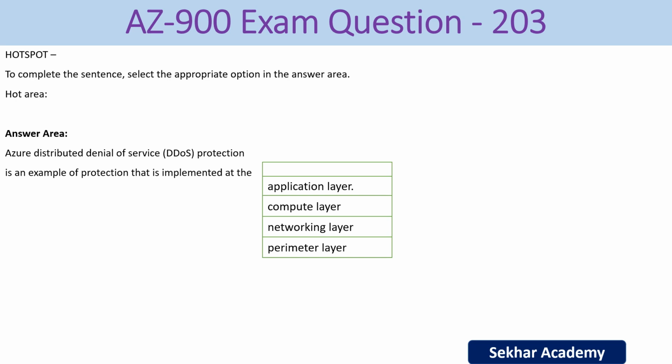AZ-900 exam question number 203. To complete the sentence, select the appropriate option in the answer area. So the answer area statement is here: Azure Distributed Denial of Service Protection is an example of protection that is implemented at which layer? Application layer, compute layer, networking layer, or perimeter layer. The right answer is networking layer.